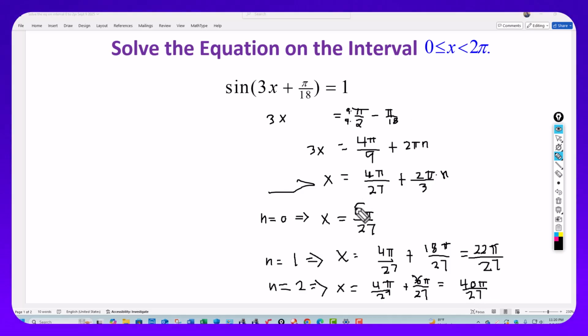So your solutions for this one are x can be 4 pi over 27, 22 pi over 27, and 40 pi over 27.